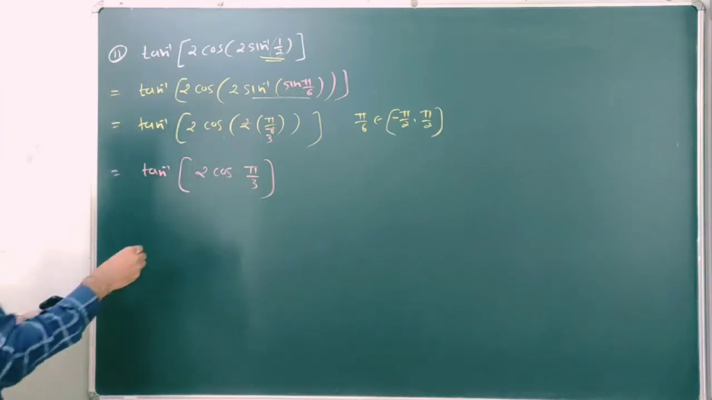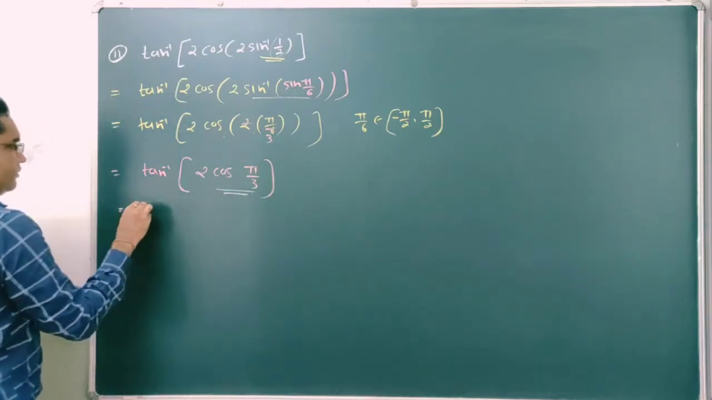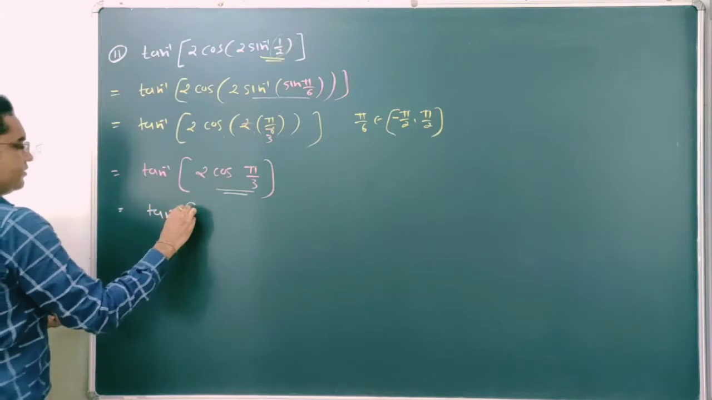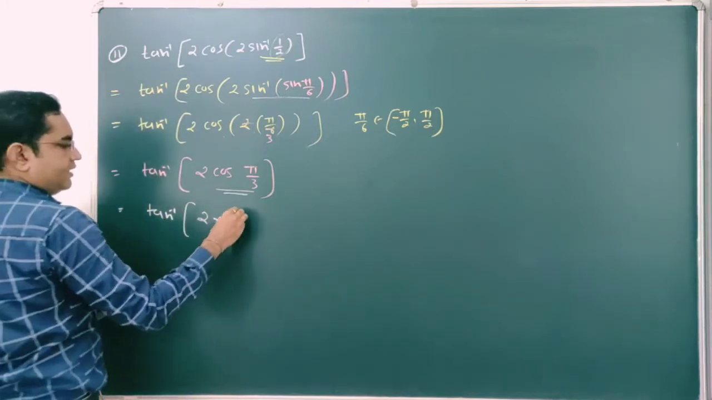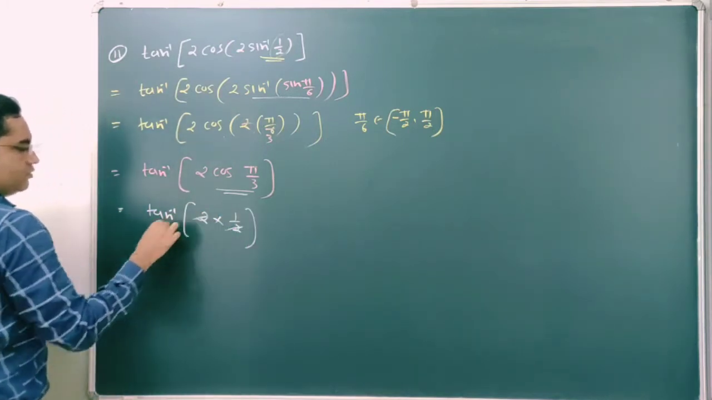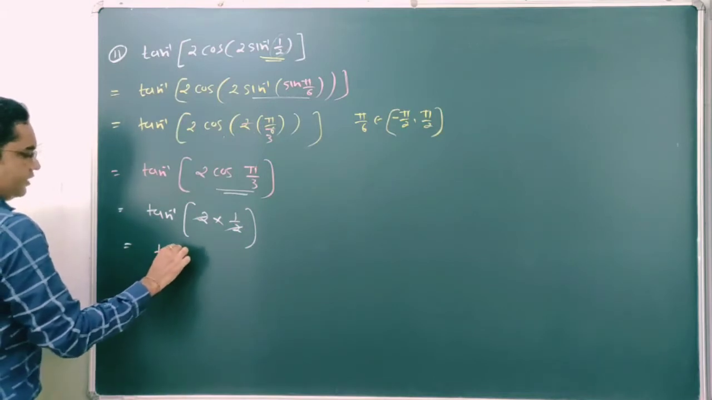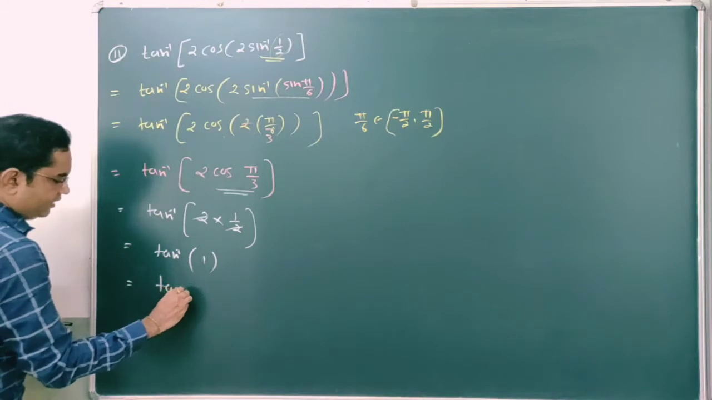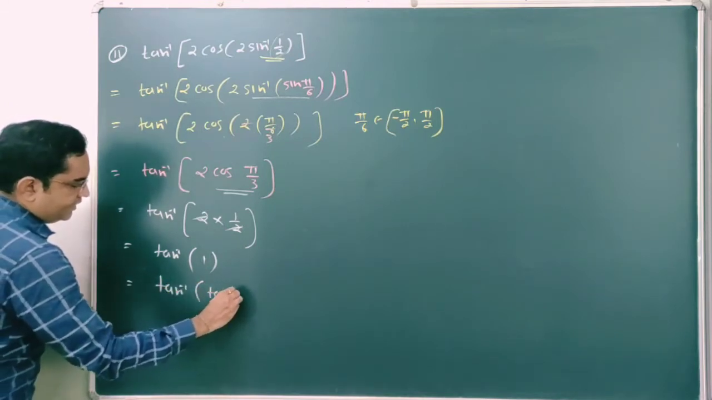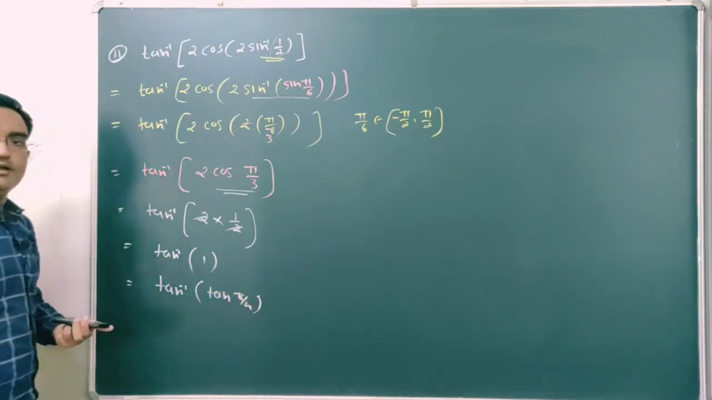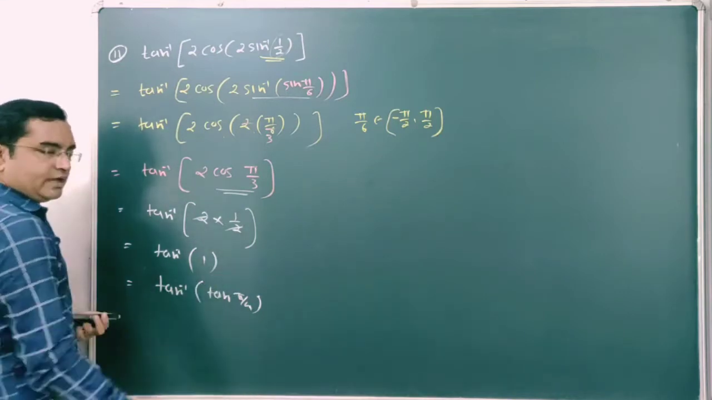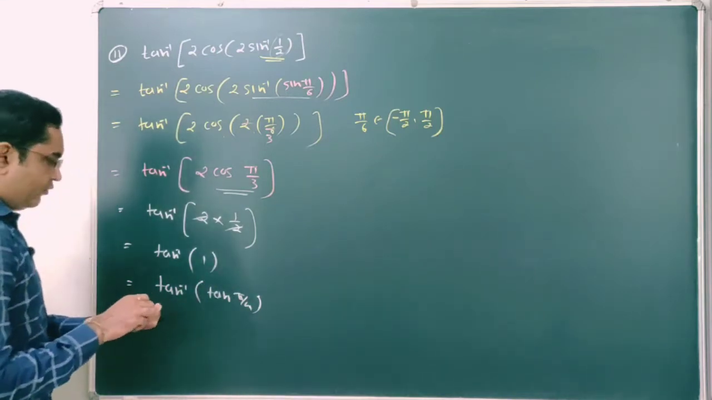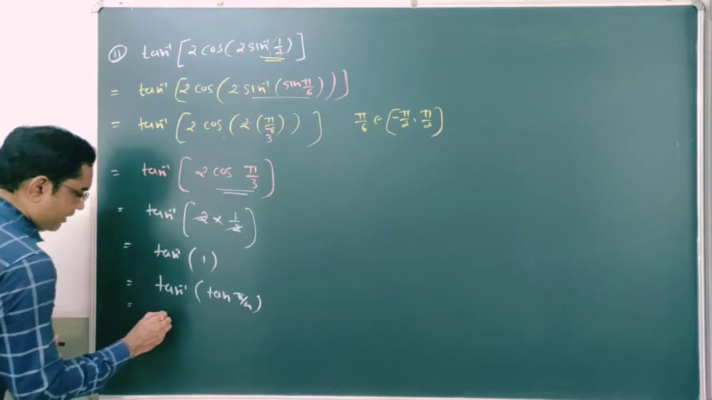Now here you can put the value of cos pi by 3. So this one is tan inverse 2 into cos pi by 3, which is 1 by 2. So the 2 cancels, and therefore this one is tan inverse 1. So what is 1? We can replace this 1 as tan pi by 4. So this one is tan inverse tan pi by 4.